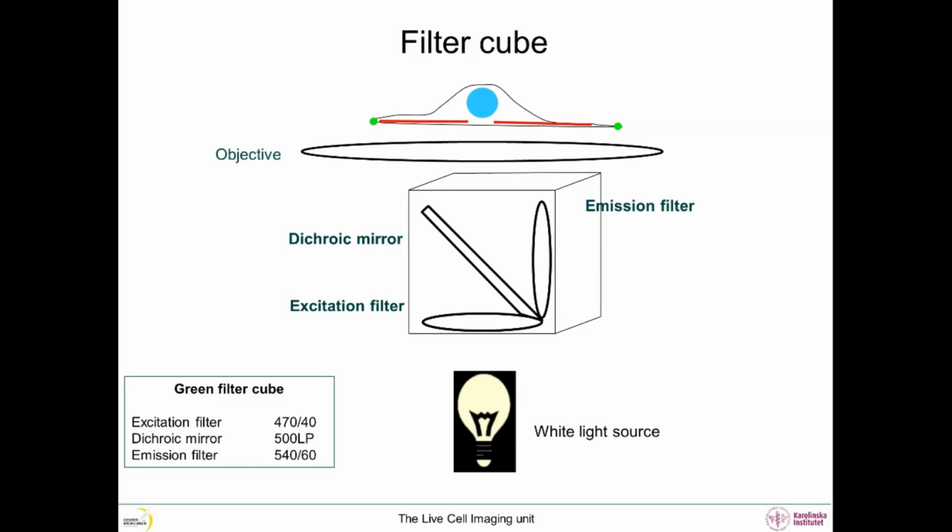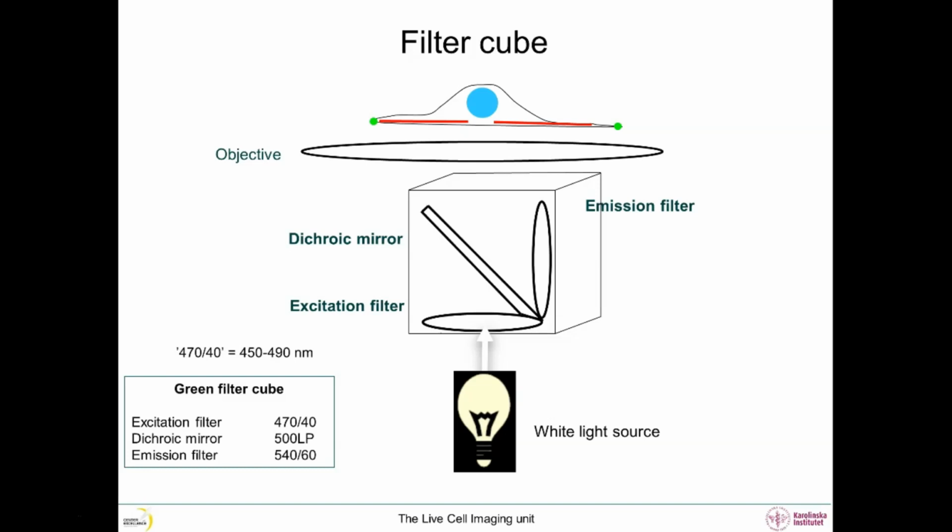The lamp emits white light, which travels through the excitation filter. The excitation filter is specified as 470/40. This means that it transmits 470 nanometers plus minus 20 nanometers. In other words, the filter absorbs all wavelengths outside of the 450 to 490 nanometers range.